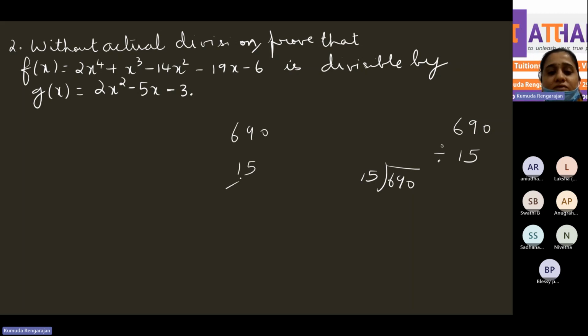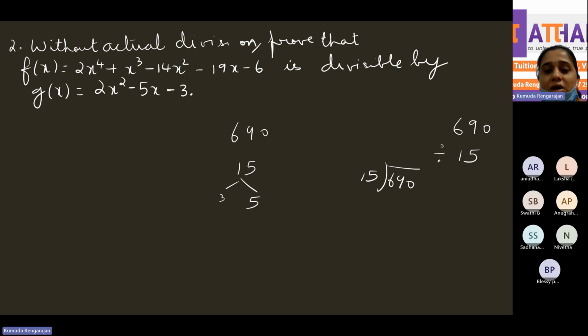3 5s are 15. Now, that's a test of divisibility for 15 actually. If a number is divisible by both 3 and 5, then it's divisible by 15. That's a test of divisibility for 15.